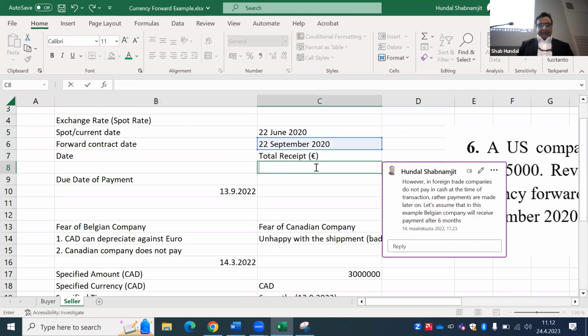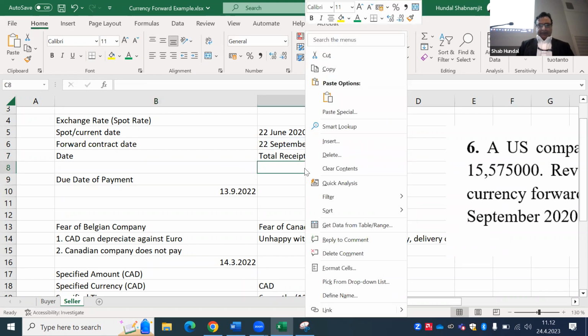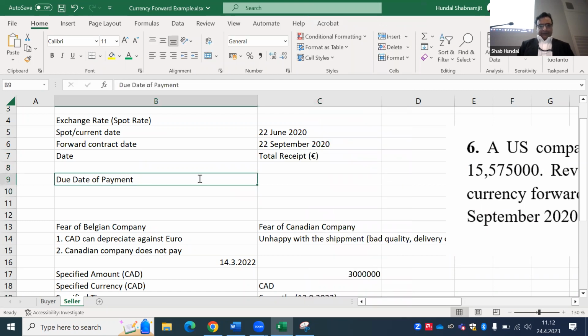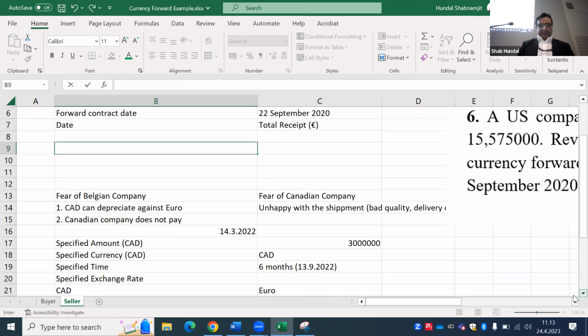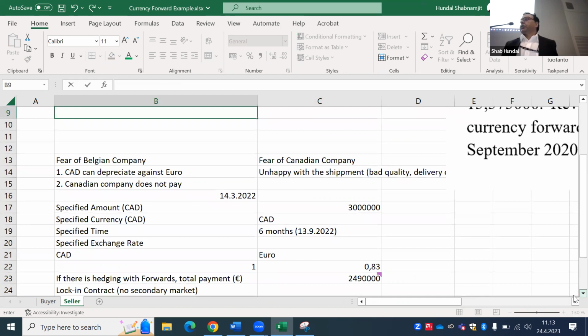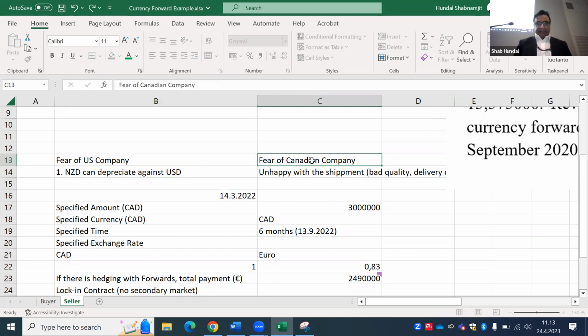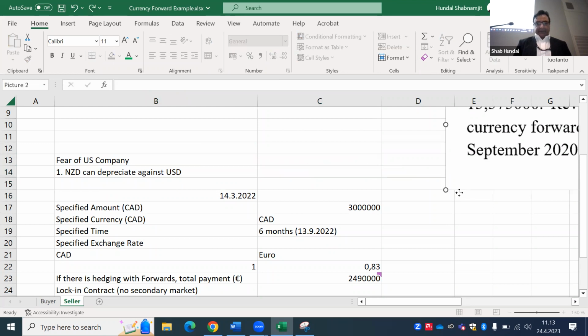This is fine. This we don't need. There's no contract, so we can just take it away. So delete comment. This is fine. The fear of this time again, you are the US company, but this time you're selling things to New Zealand, right? So what is the fear of the US company? The fear of the US company is that New Zealand dollars can depreciate against US dollars. And there's no real fear of New Zealand company here, yeah?